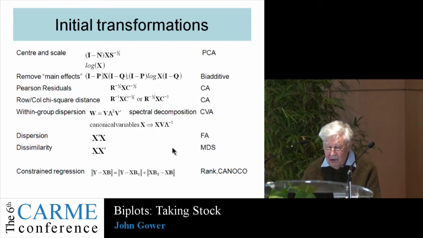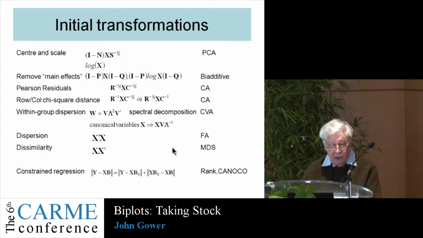You might work out within-group dispersion in canonical variate analysis and transform to canonical variates, and then you are back in the principal component situation. You might, rather than analyze X itself, actually want to analyze a correlation matrix or a covariance matrix, or a dissimilarity matrix of some kind. Multidimensional scaling is in there. Or the bottom line, that's multiple regression, Y minus XB.